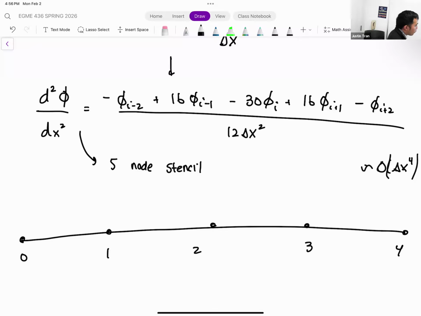Based on what we've seen before, we can only use this fourth order scheme if we had neighbors and if our neighbors had neighbors. So basically, we need 2 neighbors to the left and 2 neighbors to the right. There's only one node here that we can apply this to, which is node 2.